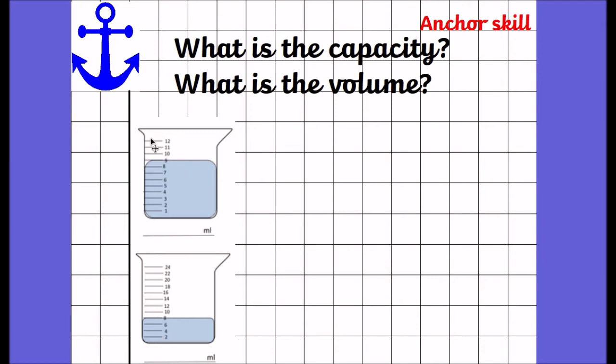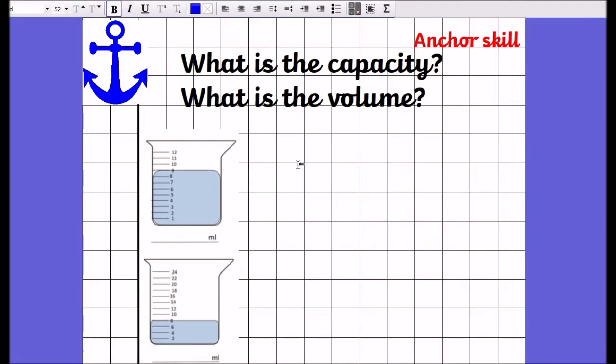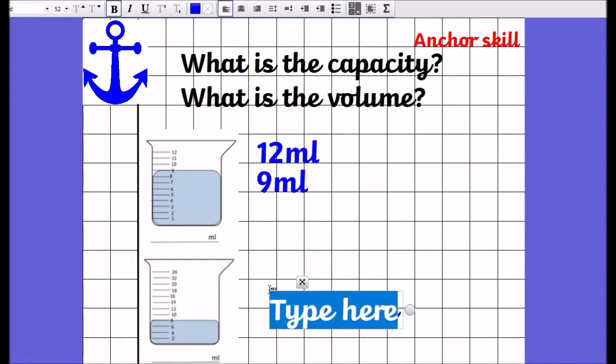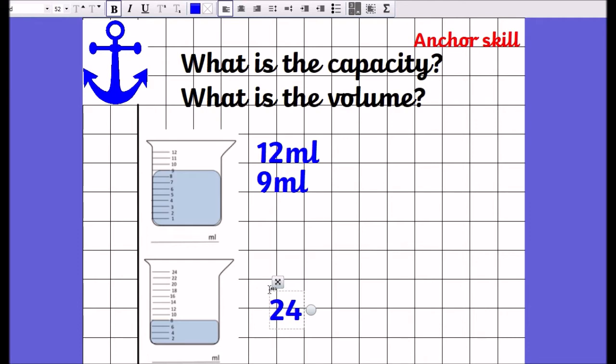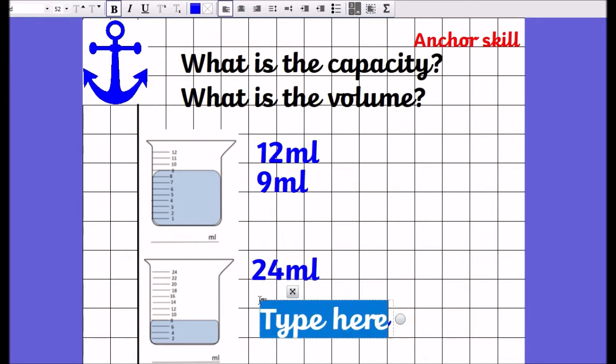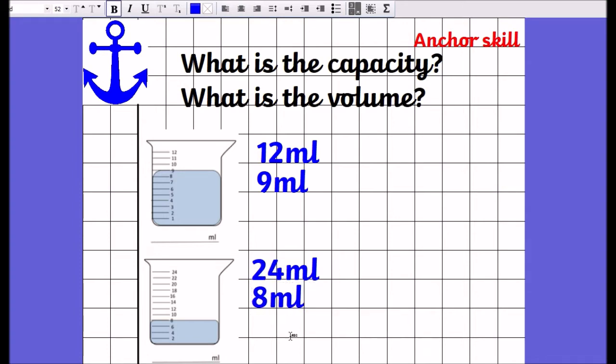Okay, so this top container, the capacity is 12 milliliters and the volume is 9 milliliters. Well done if you got those correct. And then for the bottom one, your capacity is 24 milliliters and the volume is 8 milliliters. Well done if you got those correct.